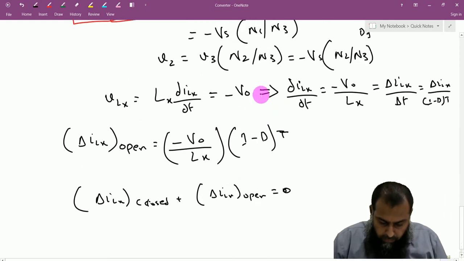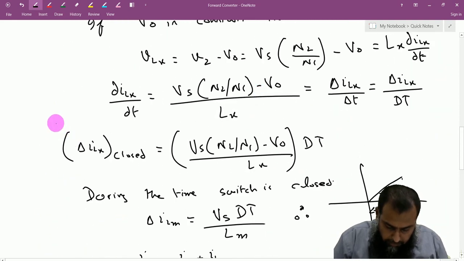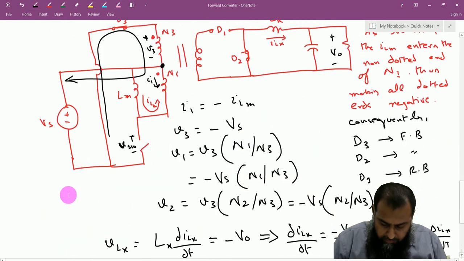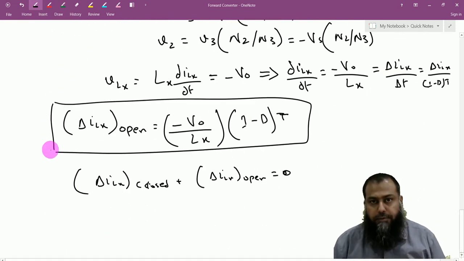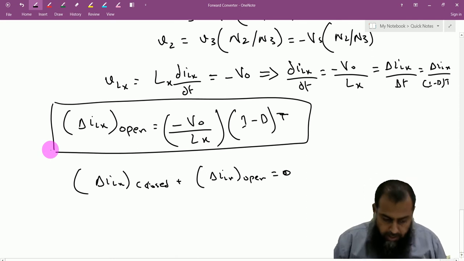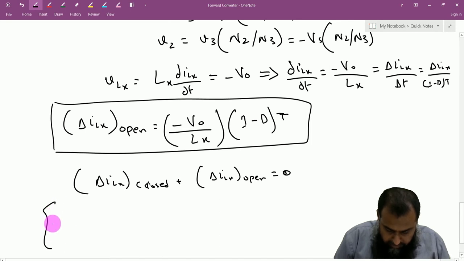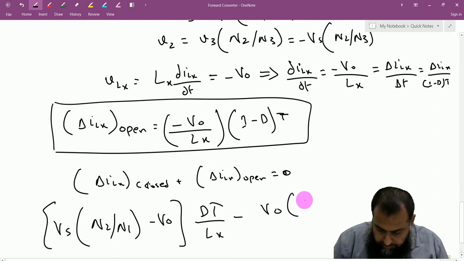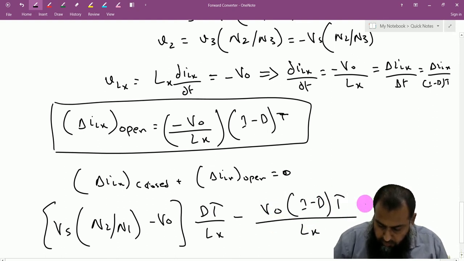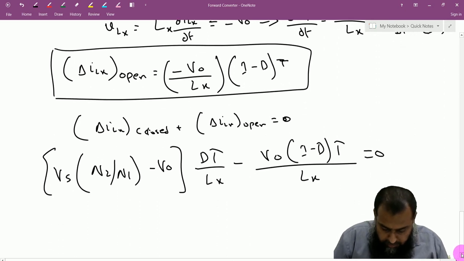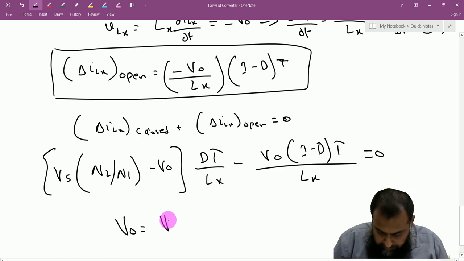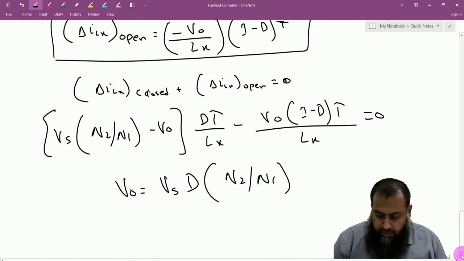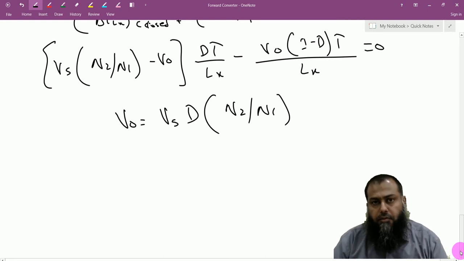And therefore, we will use this particular expression, and the one that we have derived here. We will use these two expressions and we will equate them together to find out the transfer function. And that is equal to VS N2 over N1 minus V0 DT over LX minus V0 (1 minus D) T over LX, and that is equal to 0. Now this gives me V0 is equal to VS D into N2 over N1, and this is the transfer function or the voltage gain of a forward converter.